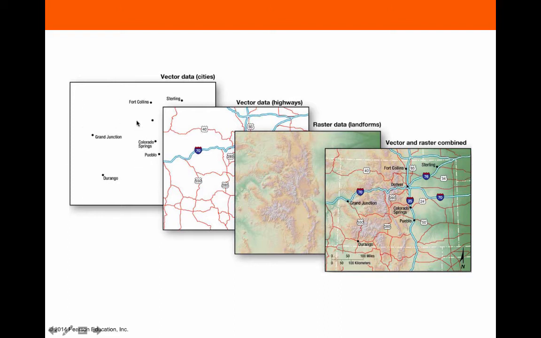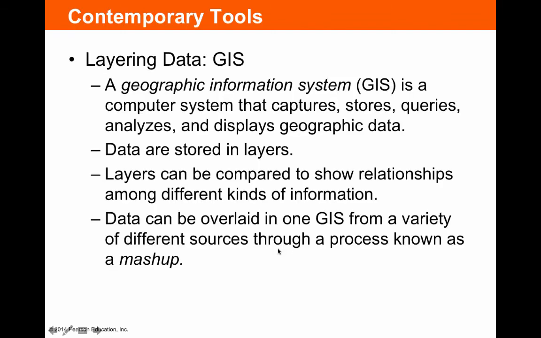So this layer has all the cities in Colorado, and then this layer has all the highways. This layer has all the landforms. We've got some mountains there. And then this layer mashes them all together. We've also got some borders here, so state borders. So it takes all those layers, and the layers allow us to see relationships among different kinds of information. So those layers are put together in what's called a mashup, and that helps us to see all that information together.